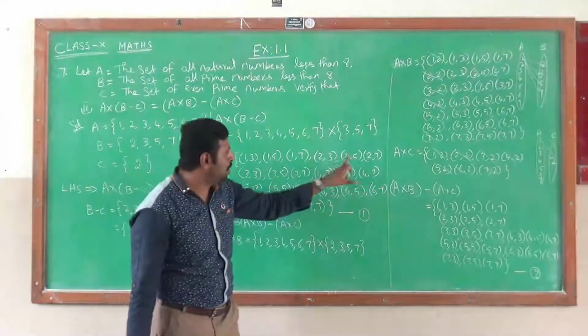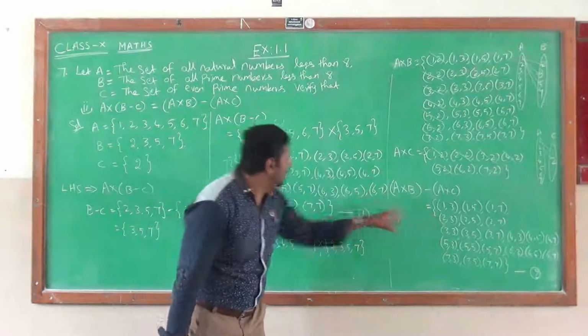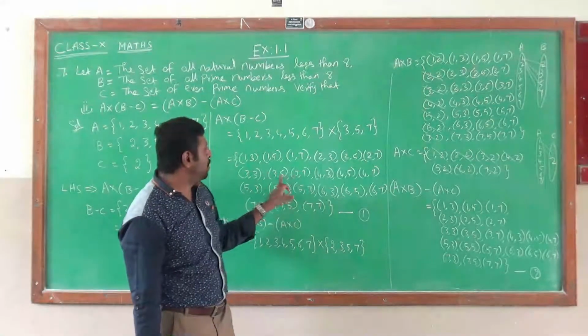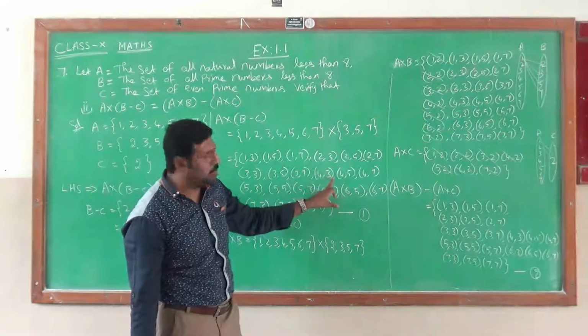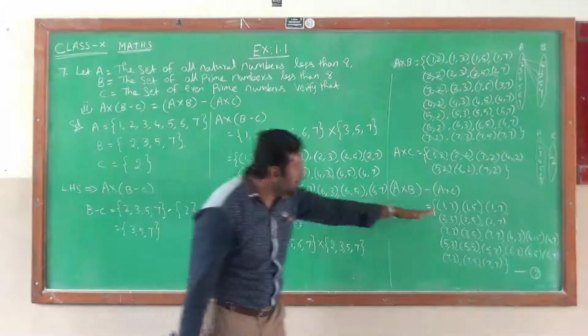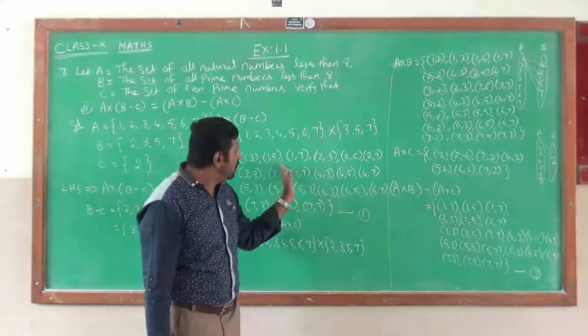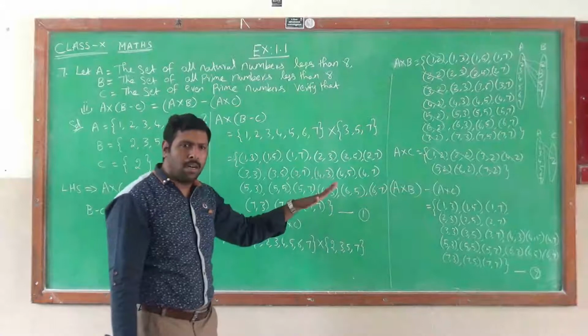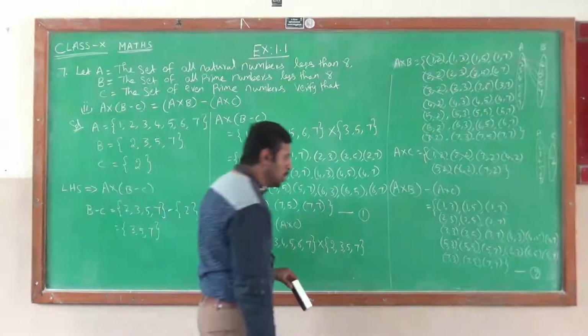And then 2, 3, 2, 5, 2, 7. Right? And then 3, 3, 3, 5, 3, 7. And then 4, 3, 4, 5, and 4, 7. So let that equal 1 and 2. Both the ordered pairs are equivalent from 1 and 2.